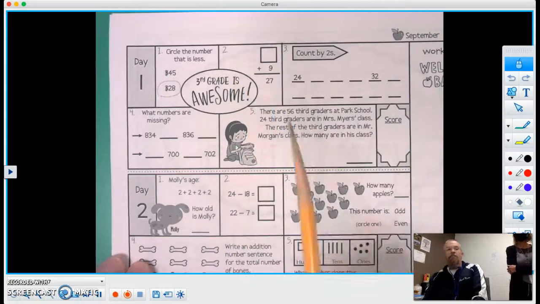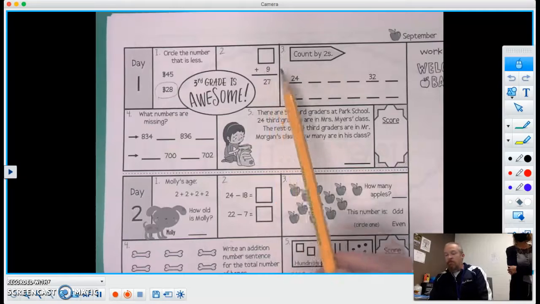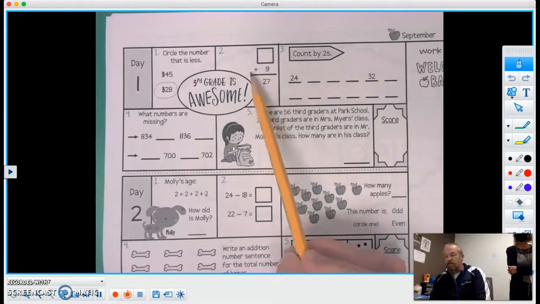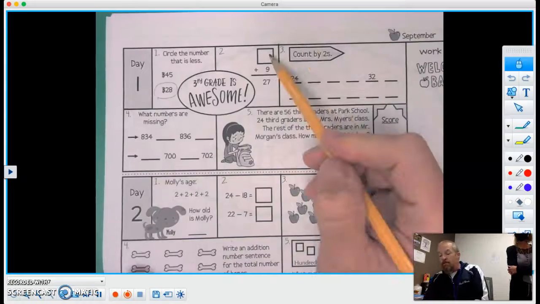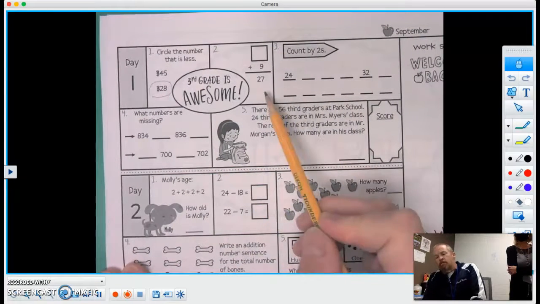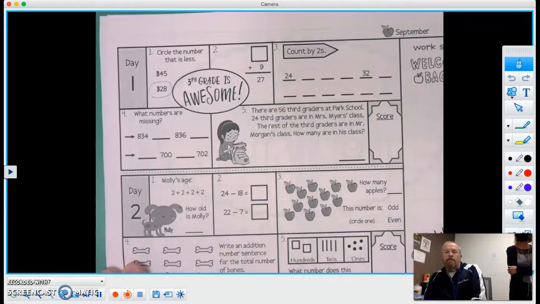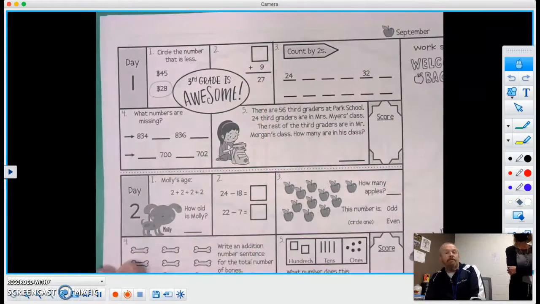Number 2, a number plus 9 is 27. So you're probably thinking right away, oh, that's going to be in the 30s, right? Because there's a plus sign and a 9 and a 27, but that's not the way it goes. This number, think about that. Is that going to be less than or greater than 27? It has to be less because we're going to take a number and then we're going to add 9 to it to get to 27, right?